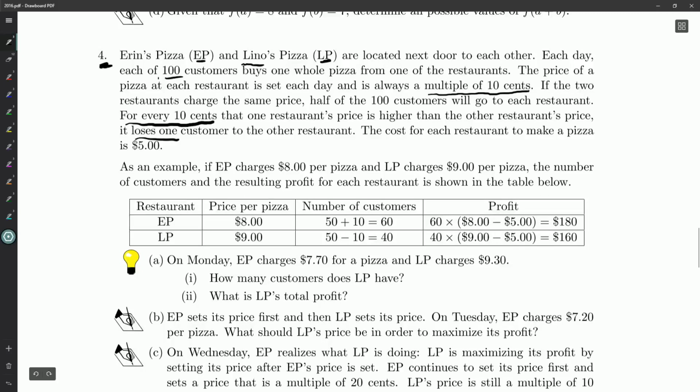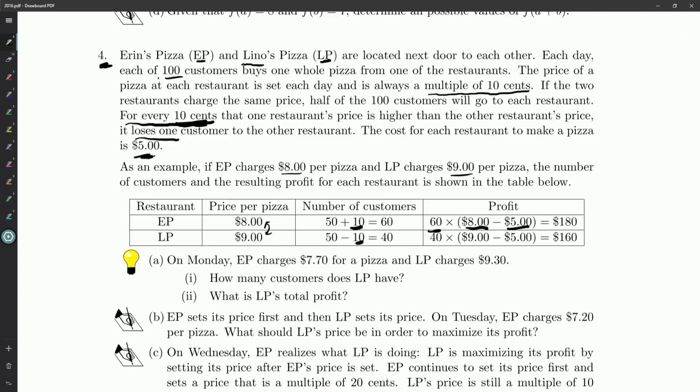The cost for each restaurant to make a pizza is $5. As an example, if Aaron's Pizza charges $8 per pizza and Lino's Pizza charges $9 per pizza, the number of customers and the resulting profit is shown below. So it's a difference of $1, which is 10 cents. So 10 more customers will go to the cheaper place, and 10 fewer customers will go to the more expensive place. So Aaron gets 60, Lino gets 40. And then the profit: you take the pizza price minus the cost it takes to make the pizza, and multiply by how many times that transaction is happening.